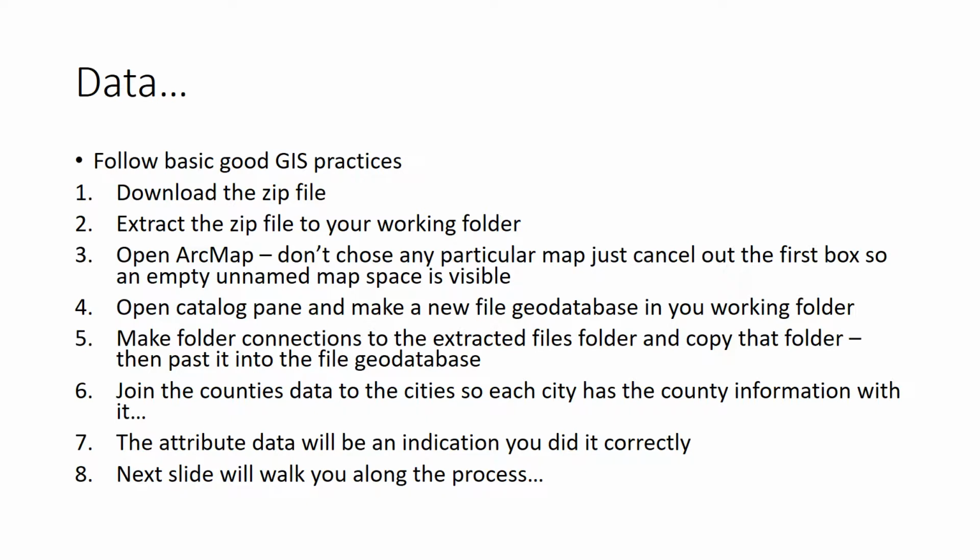And you're probably thinking, my God, you're going so fast, how am I ever going to do this? I'm just covering it as an overview now, and then I'm going to take you through step by step. You're going to make the folder connections to the various things that you need, join the county's data to the city so that every city has county information with it. And then you're going to go into the attributes, and that's going to be how we're going to tell if you did it correctly. And you'll walk through that and then find some information to answer some questions. And so, starting on the next slide, we'll begin that process.